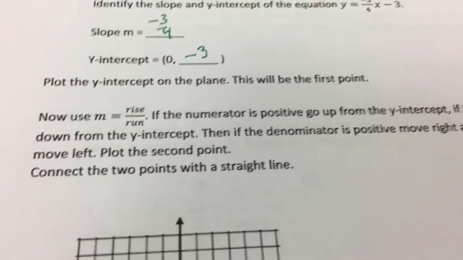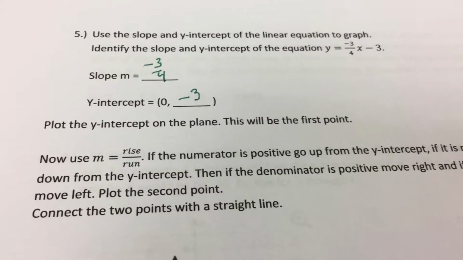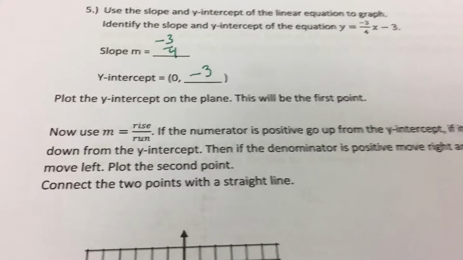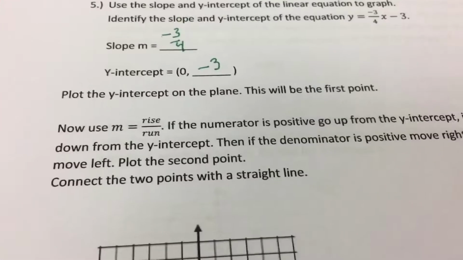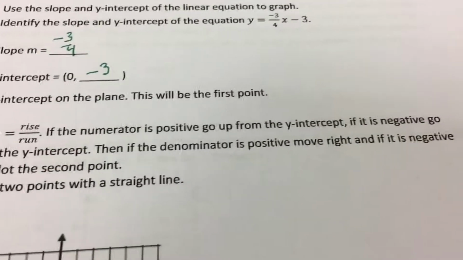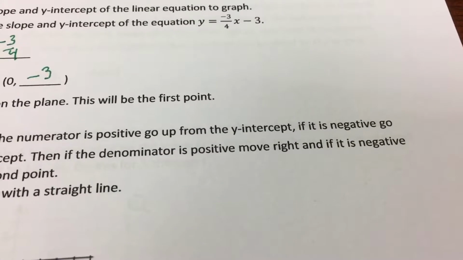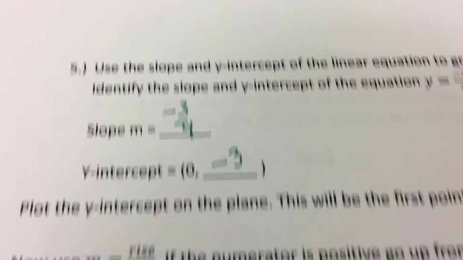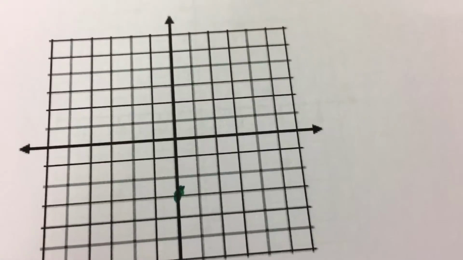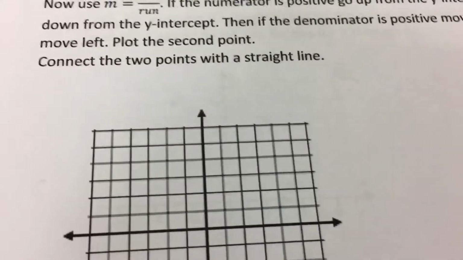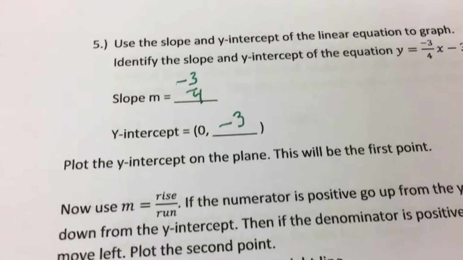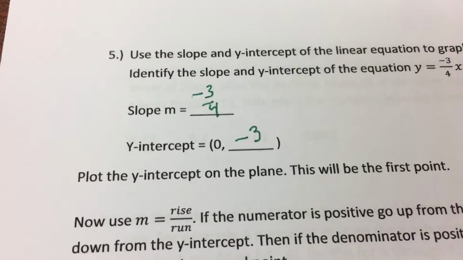Now, the next thing is use the slope to find another point. So now you use slope is rise over run. If the numerator is positive, you go up from the y-intercept. If it's negative, you go down. In our particular one, it's a -3. That means from that point, I'm going to go down 3 spaces. And then to the right, I'll end up going the same number as the denominator.